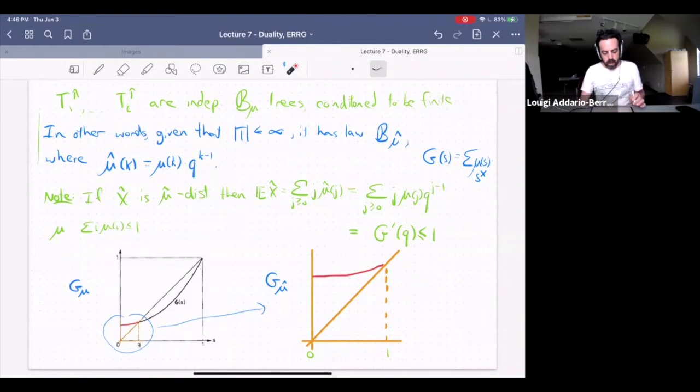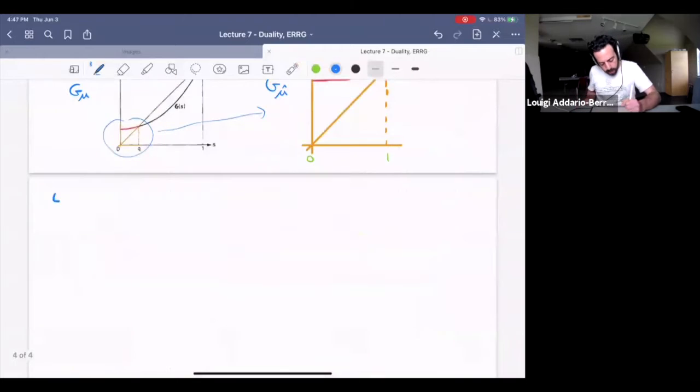That's almost everything I wanted to say about Poisson process duality. If you take a supercritical branching process and condition it to be finite, you get a subcritical branching process. Now, in the particular case of Poisson branching, you get more explicit formulas for the parameters of the Poisson process.